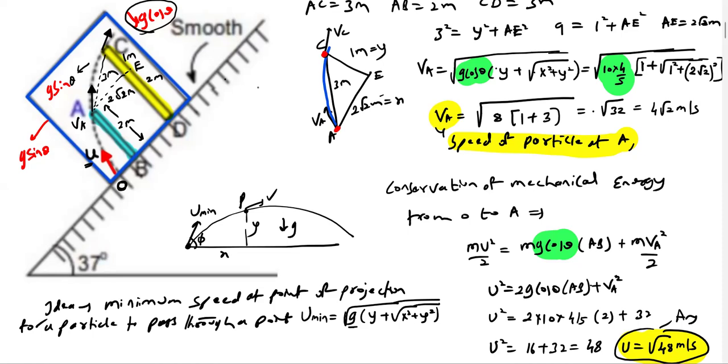So with what minimum speed should you project from the point O so that it passes through A and C? When you project with minimum speed at O, definitely the particle will have minimum speed at A and C. I'm describing the same concept, but instead of from O to P, here it is from A to C. This is the idea of the problem.